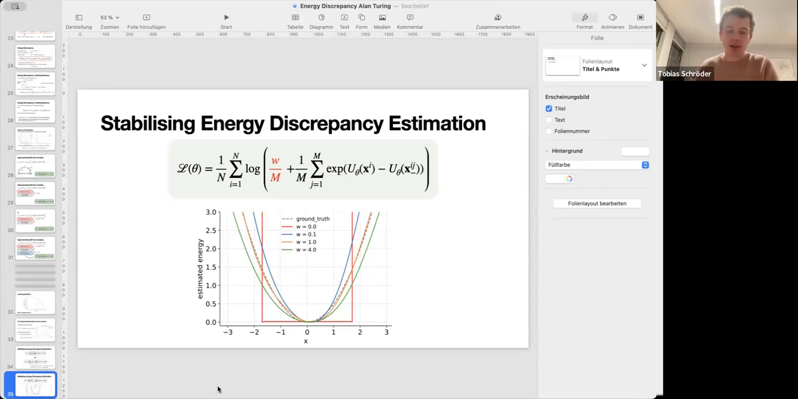While if you introduce this W stabilization, you will of course bias your estimate a little bit. So that is a hyperparameter that you need to tune, but you get a quite good fit to the ground truth, which is a square potential.